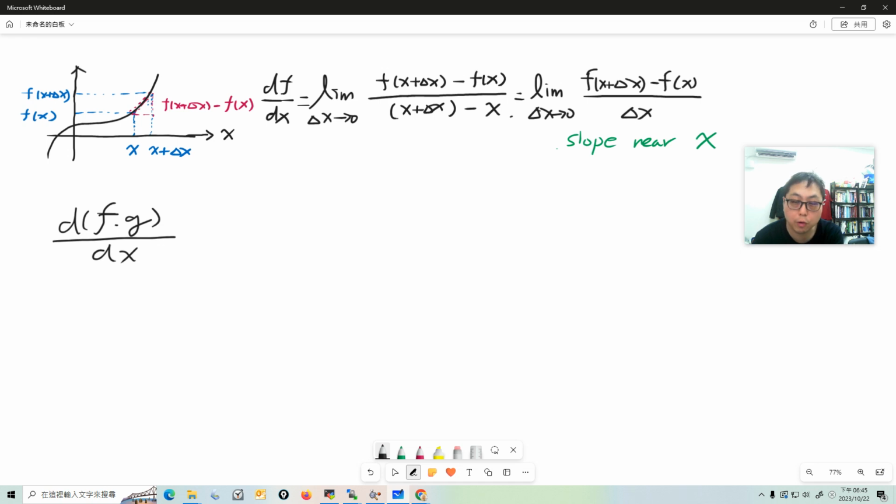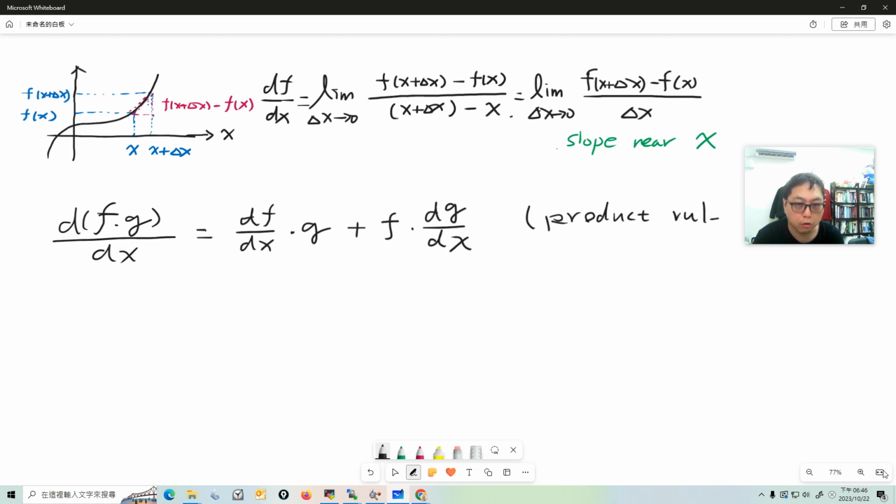What the product rule tells you is that it becomes the derivative of the first function times the second one, plus f times the derivative of g with respect to x. This is the so-called product rule. You should remember this because it is used a lot. In this video I'm going to demonstrate why it becomes like this.